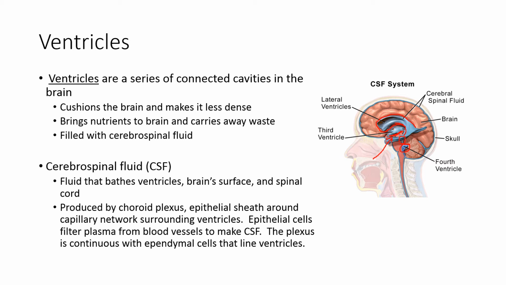It also brings nutrients to the brain and carries away waste. So the cerebral spinal fluid in the ventricles is a filtrate of the blood. So the glucose that the neurons need to survive, along with any vitamins, get to the brain through the cerebral spinal fluid. Some medications and toxins also get to the brain via the cerebral spinal fluid as well.